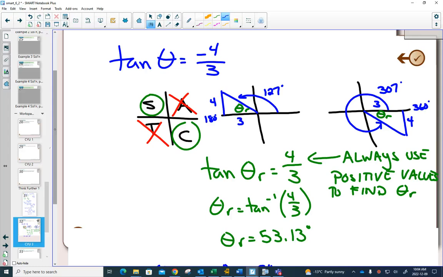You will do this another 100 times in grade 12. This process that we just did is super, super important to understand what's going on.